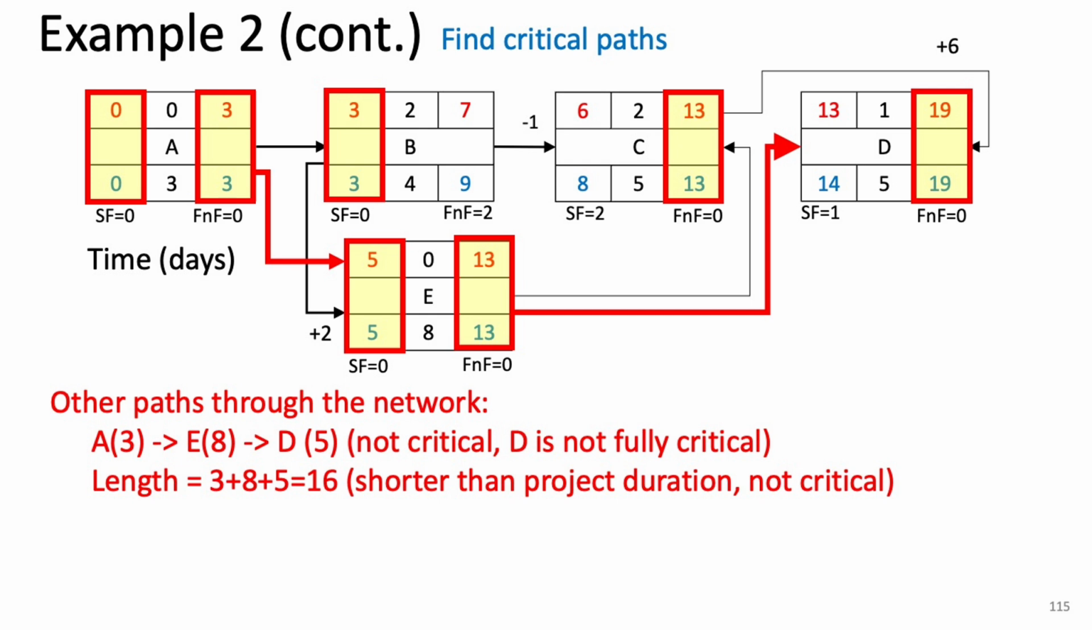The last path is from A to E to D. It is not a critical path, as it includes the start of D, which is a non-critical point. The total duration is 3 plus 8 plus 5, with no lag or lead, giving 16 days, shorter than the project duration. Alright, after checking all paths, only the first path, from A to start of B to E to finish of C to finish of D, is the critical path in the network. Any delays on the critical points of this path will extend the project duration.